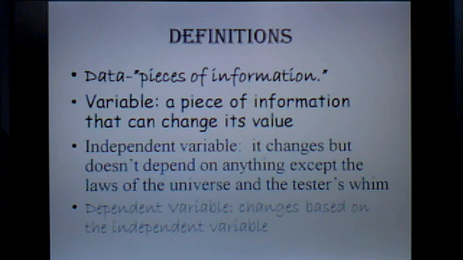So let's say you want a time. Time only depends on the laws of the universe. And a tester's whim: you want to flip a coin twice or three times. That's all depending on you, and that would be the independent variable. The dependent variable changes based on the independent variable. So as you decide to flip the coin more and more times, the probability of you getting at least one head or at least one tail increases. So that's the dependent variable.